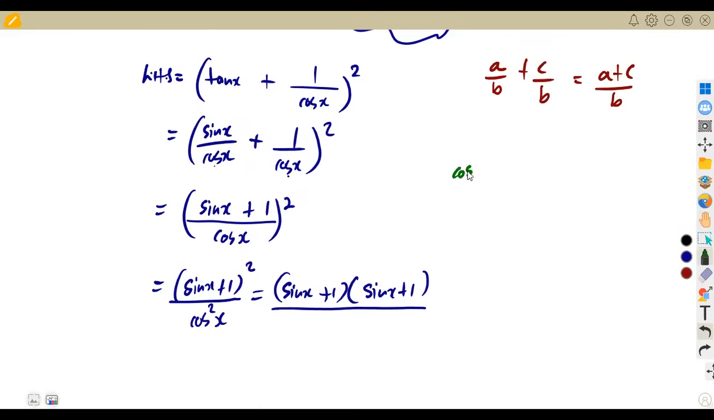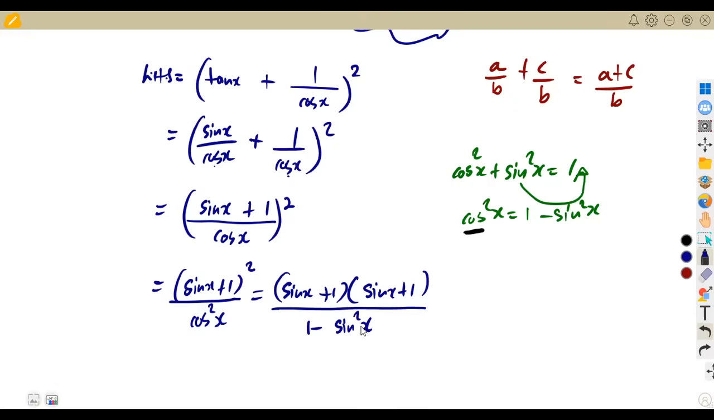Remember from our Pythagorean identity, cos squared x plus sine squared x is equal to 1. So in order for us to have cos squared, we're going to transpose this to the other side. So that will be cos squared x is equal to 1 minus sine squared x. So that means in place of cos squared x, I'm going to write 1 minus sine squared x, of which that is not enough again, because we still do not have what we want.